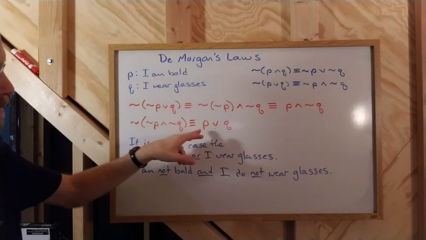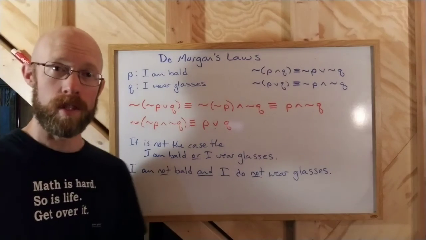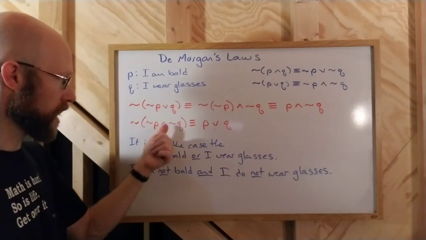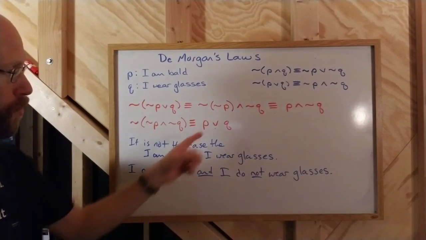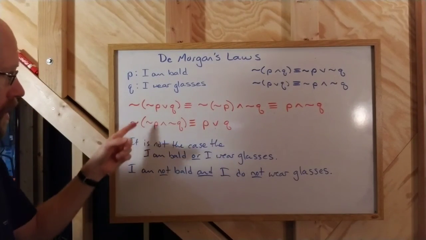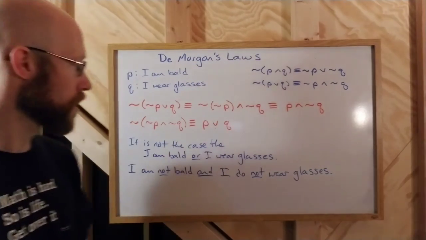Oh, other way around, but it doesn't matter the order. I am bald or I wear glasses. That's equivalent to saying it's not the case that I am not bald and I do not wear glasses. Okay? So if one of them is true, it's not the case that both of them are false. Okay, that's kind of a way to look at it.